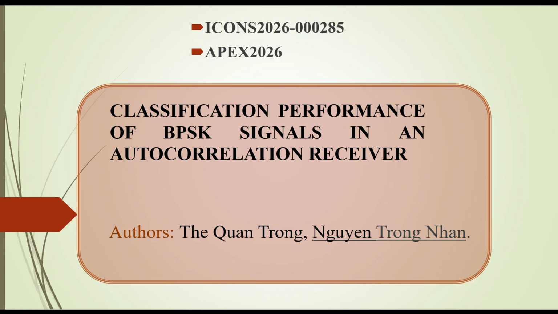Today I want to tell you about the classification performance of binary phase shift keying signals in an autocorrelation receiver. Since modern emitting radioelectronic means use not only simple radio pulses, but also complex signals, linear frequency modulation, and phase shifting signals, the means of radio monitoring are required to apply special methods for their reception and processing.